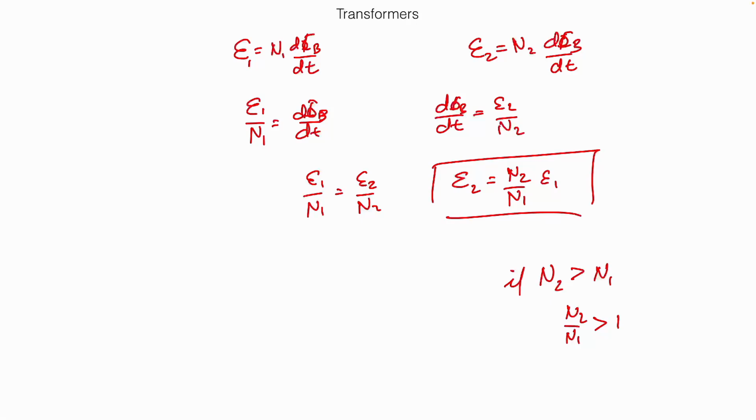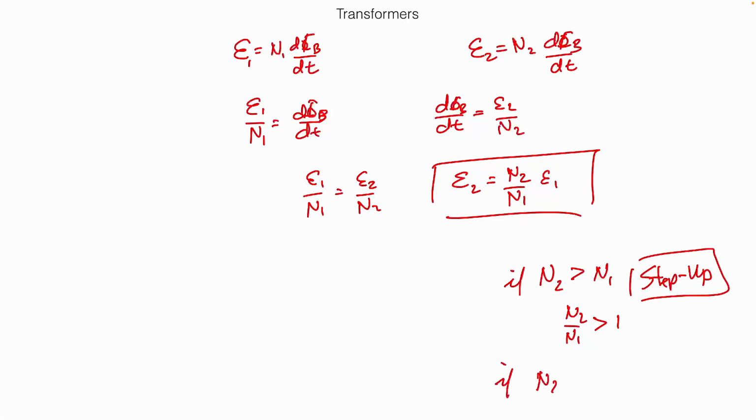This is referred to as a step-up transformer. What did we step up? What got bigger? The voltage. The voltage in the secondary is bigger than the voltage in the primary, otherwise known as a step-up transformer.